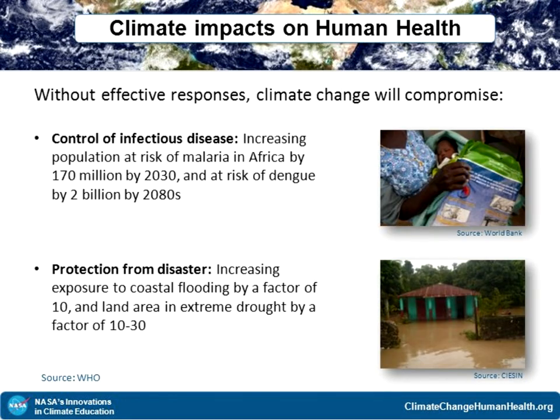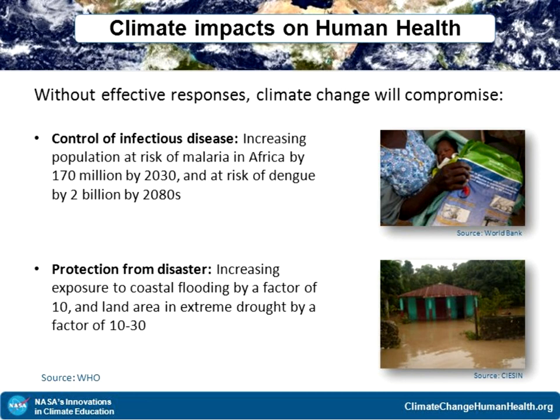A few of the other issues that are likely to take place is, one, infectious diseases, increasing the populations at risk of malaria in Africa by 170 million people by 2030, and a risk of dengue by 2 billion people by the 2080s. So understanding what people need to do in order to adapt to this: is it supplies, is it changing habitat, is it moving? All of these different factors come into play, and it's impacting humans.